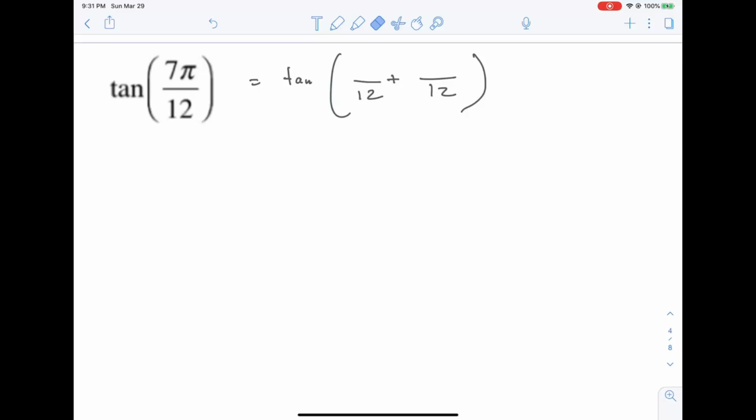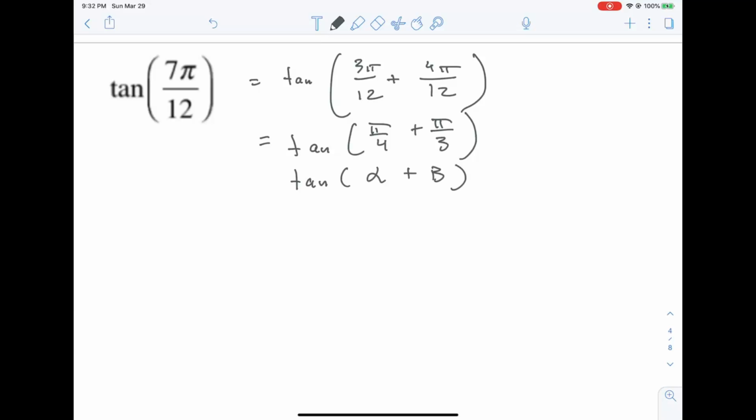How about 3 pi over 12 and 4 pi over 12? Now, do these reduce? Okay, that winds up being pi over 4 when that reduces, and that winds up being pi over 3. Okay, all right. Now, this looks like the tangent of alpha plus beta. Okay, now what is the identity for the tangent of alpha plus beta?